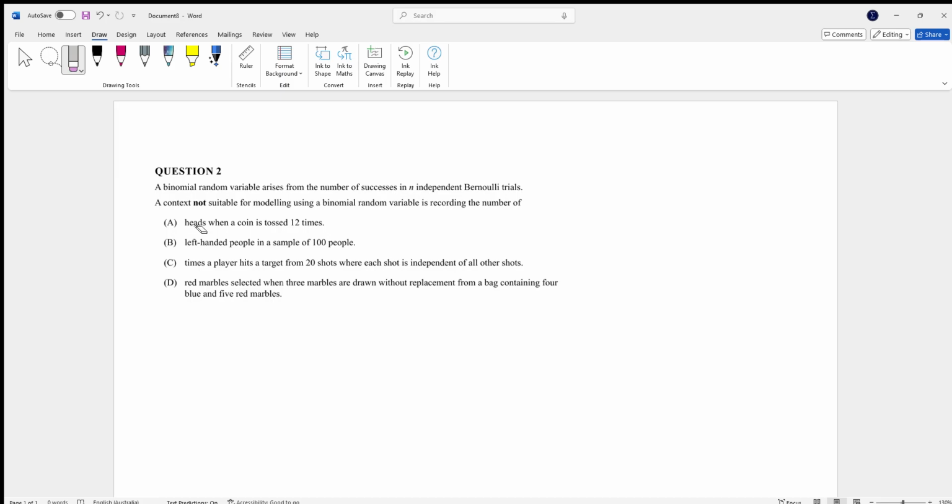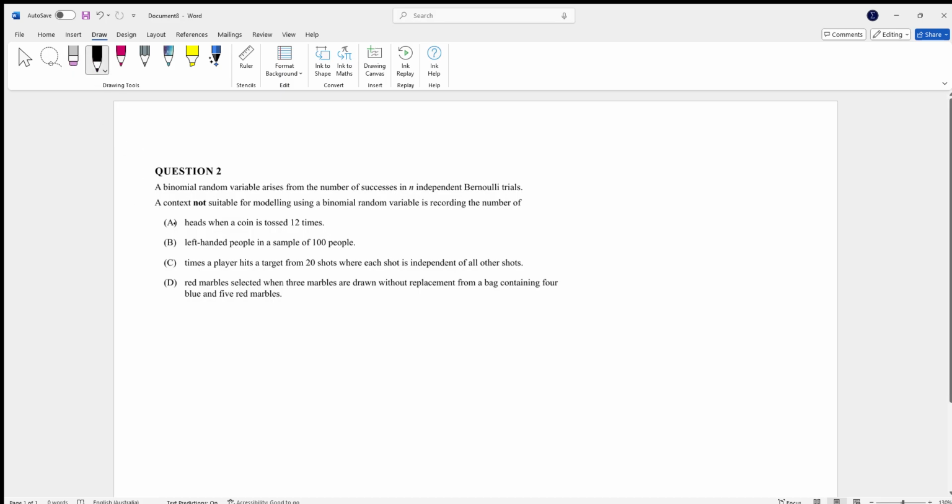So here, A, heads when a coin is tossed 12 times. A context not suitable for using a binomial random variable is recording the number of heads when a coin is tossed 12 times. B, left-handed people in a sample of 100 people. Oh yes, so we're looking for not suiting. Sorry, I read the question correctly.